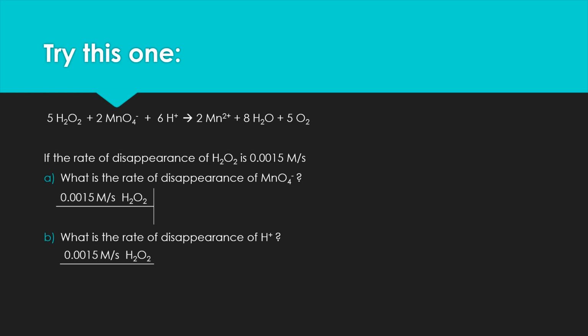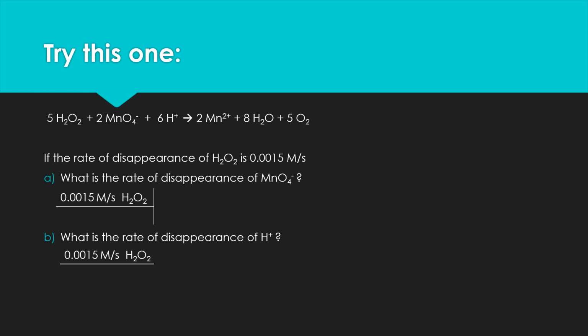All right, here's another example of this. I want you to go ahead and try it out. Now, this one's just slightly different in that it says if the rate of disappearance of H2O2 is 0.0015 molarity per second. So it's giving you the rate and it's saying it's disappearing instead of writing that it's negative. We wouldn't want to say disappearance and then put a negative on it because they mean the same thing, so it's redundant. So I've set up the equation. Why don't you guys pause, try these two out, and then check your answers.